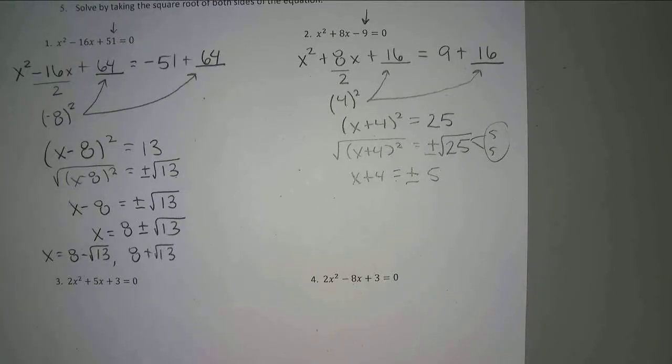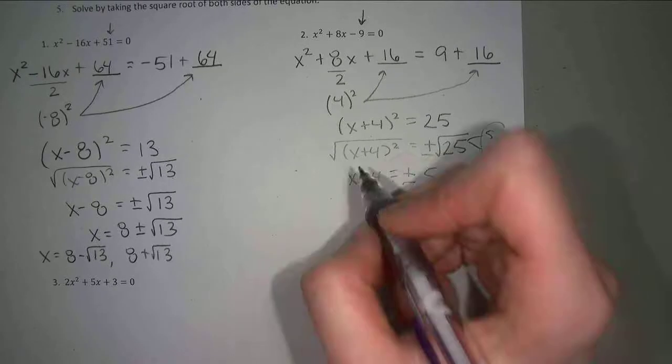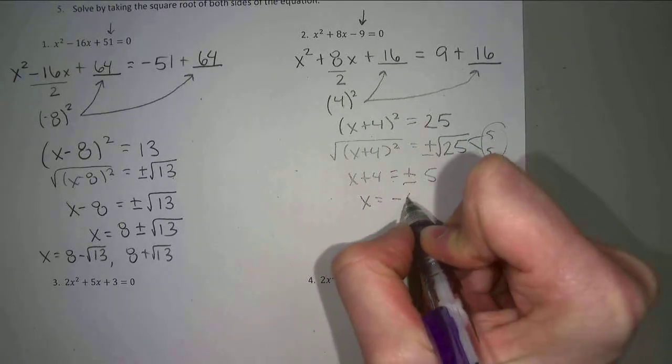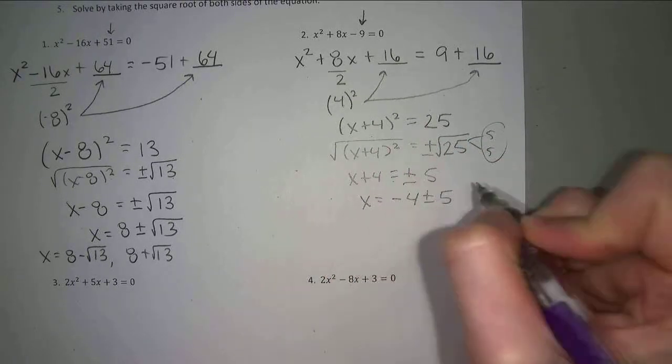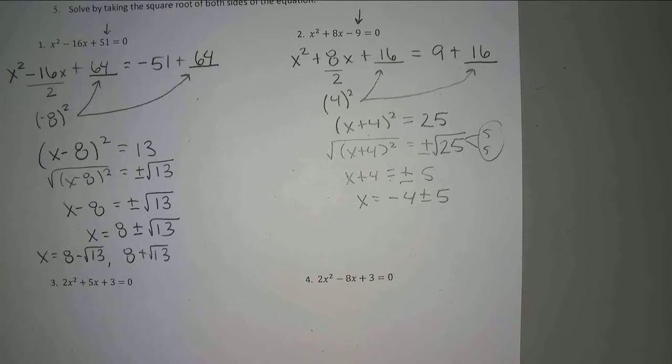All right, so our last step is to get x by itself, so what do I need to do? I subtract the 4 over. So we're going to have x equals negative 4 plus or minus 5. And you put that into MyMathLab, and it gives you a red X. You're like, well, what did I do wrong? What you have to realize is when we subtract that 4 over, it's a whole number, and the 5 is a whole number. So we actually can combine them, all right?